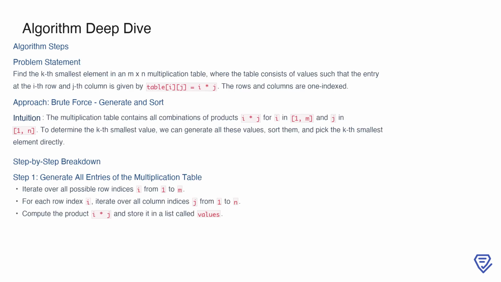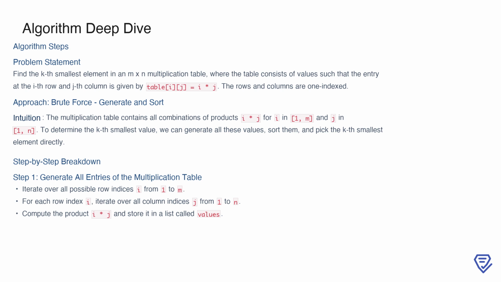To solve the problem of finding the kth smallest number in an m by n multiplication table, we start by understanding the structure of the table. Each cell in the table at row i and column j contains the product of i and j, and both rows and columns are indexed starting from 1. A straightforward approach to solving this is to generate all possible values in the table, sort them, and then directly retrieve the kth smallest value.